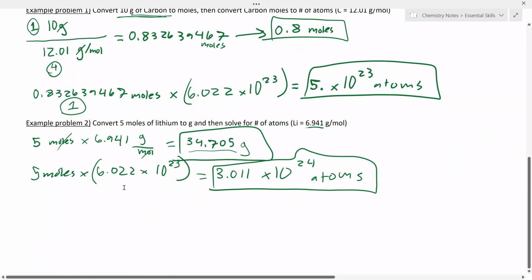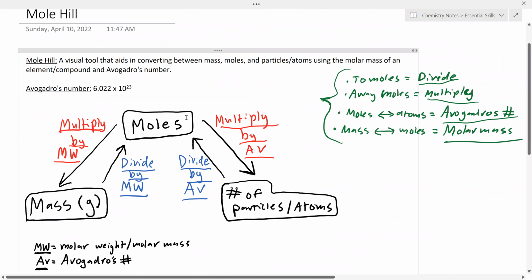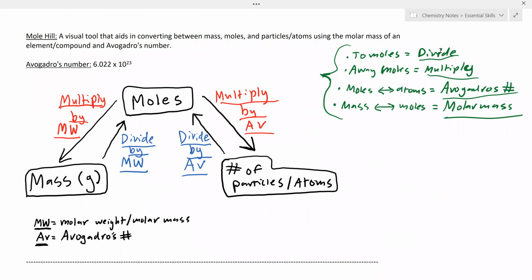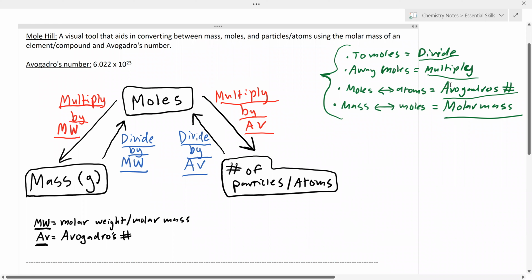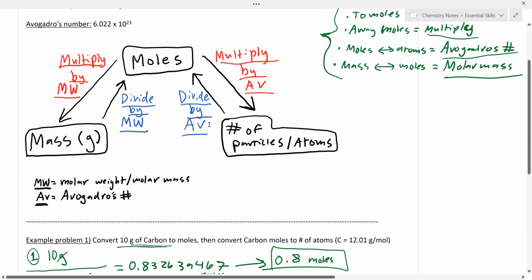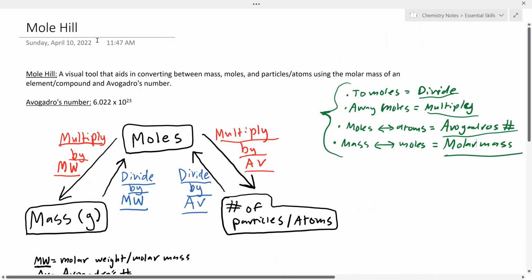Okay, so to reiterate, Molehill is the name of that visual aid that we use to help remember how to convert between mass, moles, and number of atoms or particles. And then we use Avogadro's number to do that, which has more digits, but this is just what I usually use. And we have all these simple rules over here, simplified. And yeah, I think that's it for this one. Okay, so that's the Molehill.